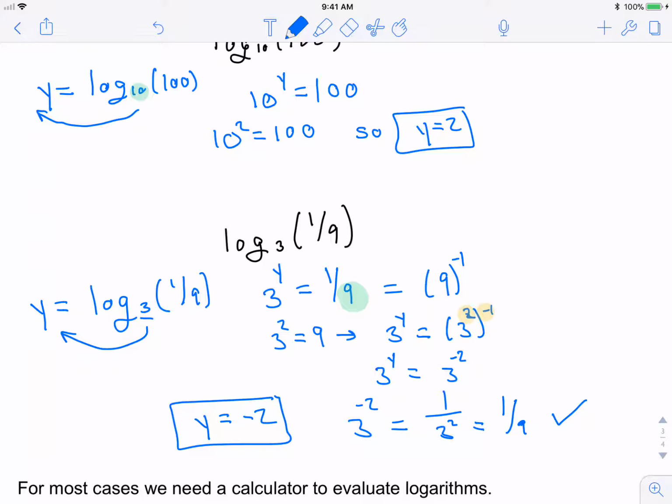Now we were able to solve these because the number on the base was very closely related to the number inside the parentheses. And the only time we can do these by hand is when this is the case. When we have 10 to some nice power equals 100, or 3 to some nice power equals 1/9. For most cases, however, we need a calculator to evaluate logarithms, and we'll see more often than not, we'll need a calculator to do any sort of complex arithmetic. But actually graphing these turns out to be fairly simple, and we'll see that in the next lecture.